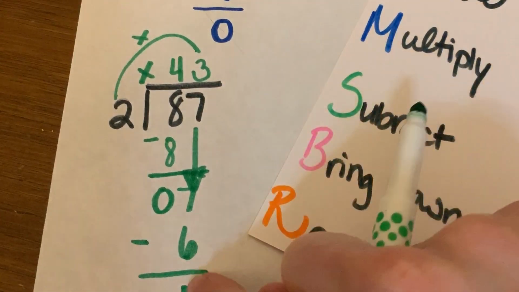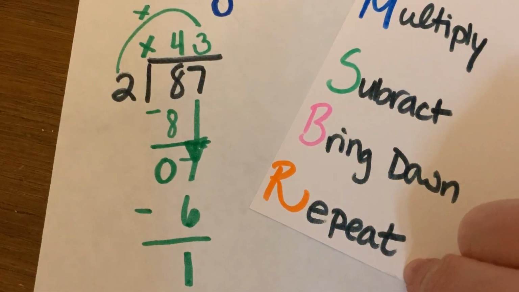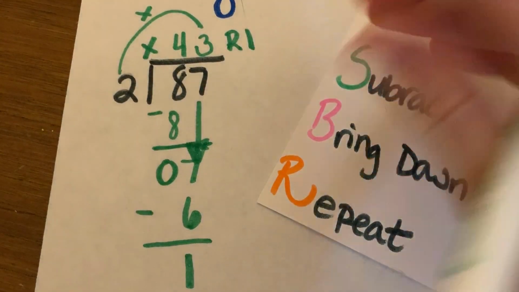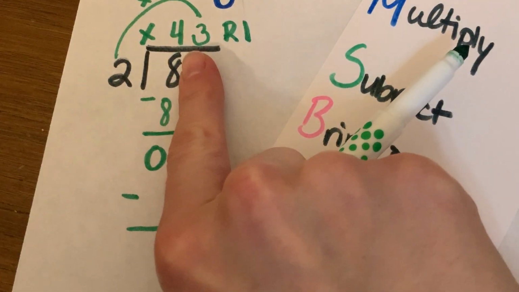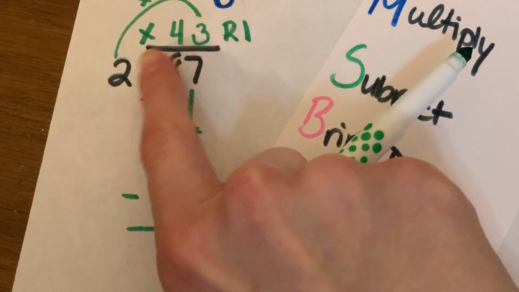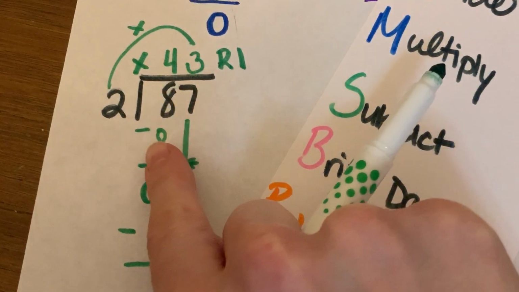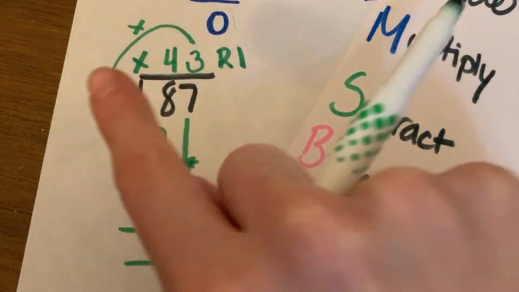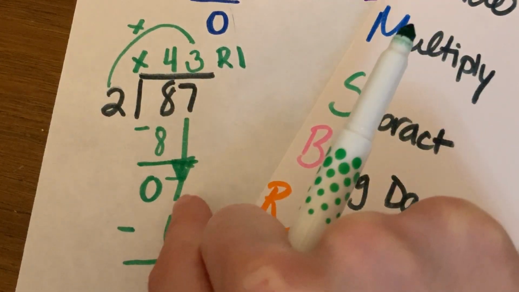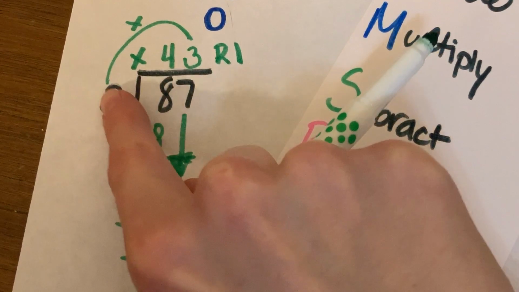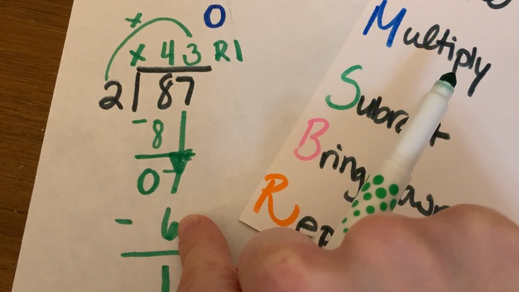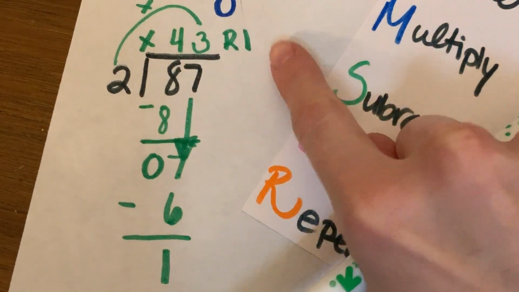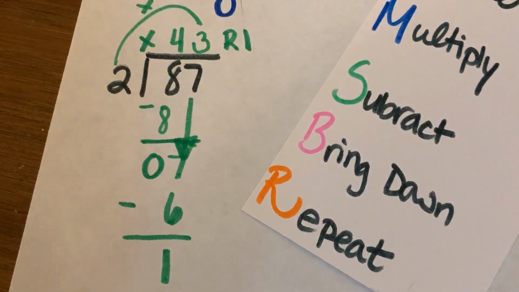There's nothing else to bring down, so I cannot repeat. I have a remainder of 1. So what I did was I asked myself, does 2 times anything give me 8? 2 times 4 does, so I went ahead and I subtracted that 8. I had 0. I brought down my 7. 2 times something gives me 7. That's not true, so I have 2 times 3 gives me 6. I subtract that. There's nothing to bring down, so I can't repeat. I have a remainder of 1.